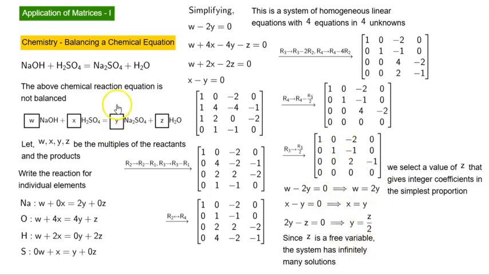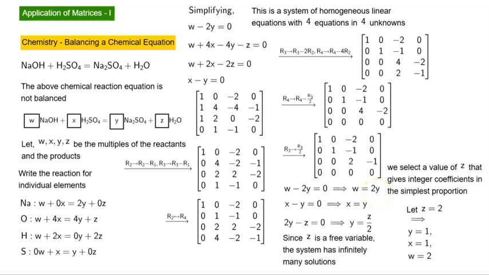Now, the issue is we are working in a given context of chemical reactions. So we select a value of z such that it gives the integer coefficients in the simplest proportion. So let z be equal to 2 so that y is equal to z by 2 becomes an integer. So y is equal to 1, x is equal to 1 and w is equal to 2.